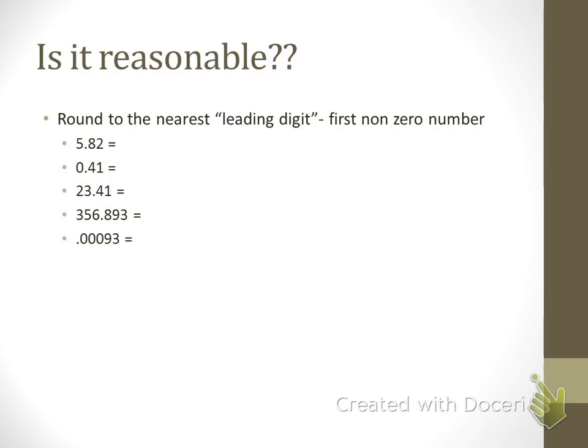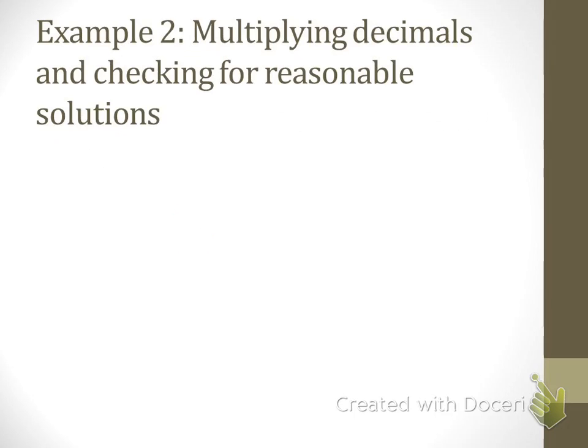Well, we already have rounded the first two to the leading digit. What was 5 and 82 hundredths? 6. What was 41 hundredths? 4 tenths. I want you to round the last 3. 20, just 20, no, hold on, not 23, just 20, leading digit, not nearest whole. What about 356? 400, 5 rounds the 3 up to a 4, and then the last one, 0.0009, very good.